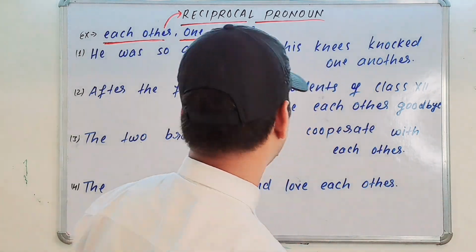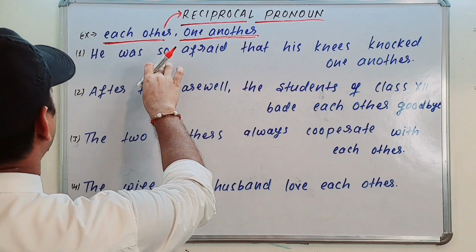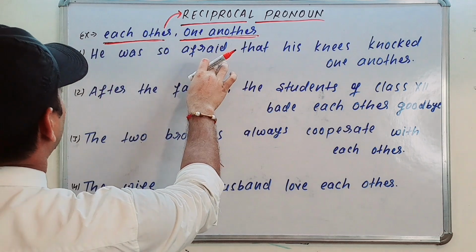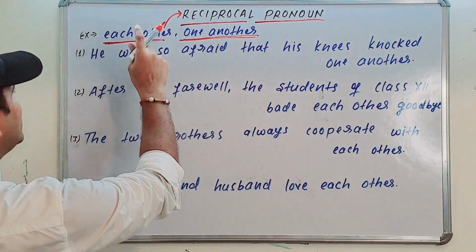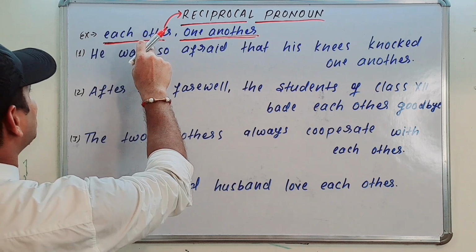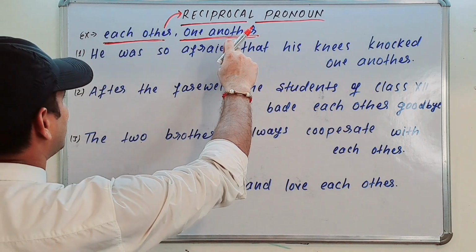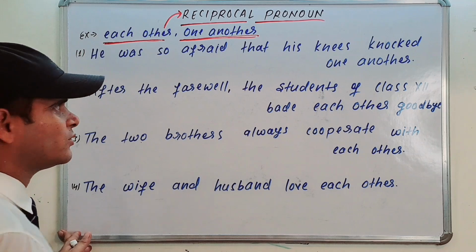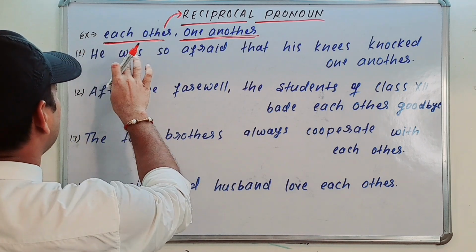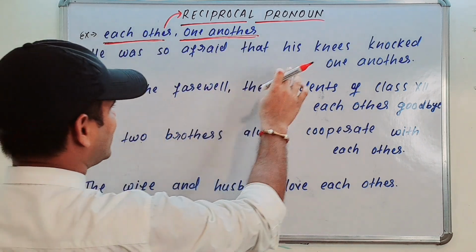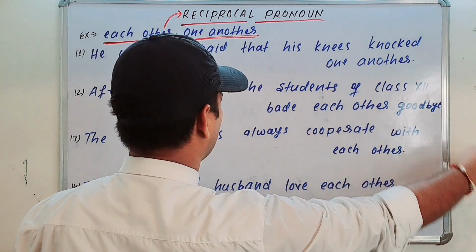So it is clear from the example. Here, he was so afraid. And I told you, each other is used only for two in number, but one another is used for more than two in number. Like: he was so afraid that his knees knocked one another.